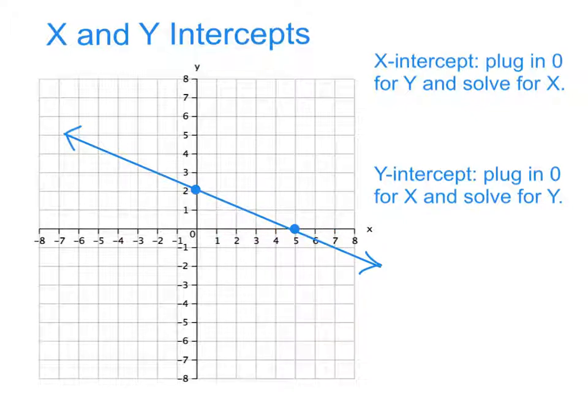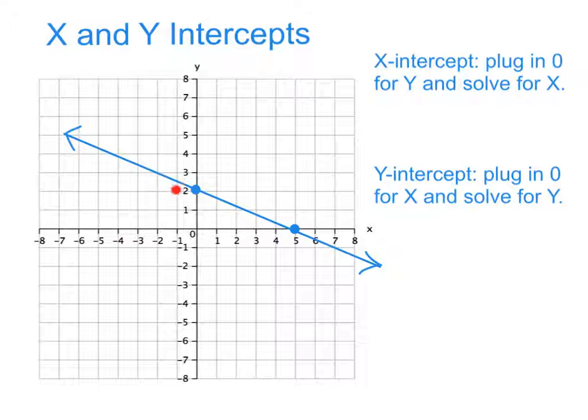The y-intercept is the place where the graph crosses the y-axis. Our y-intercept would be 2 here. If you want to solve for your x-intercept, the key is that whenever you're on the x-axis, y is automatically 0, because you haven't gone up or down. So if you want your x-intercept, you're going to plug in 0 for y and then solve for x.